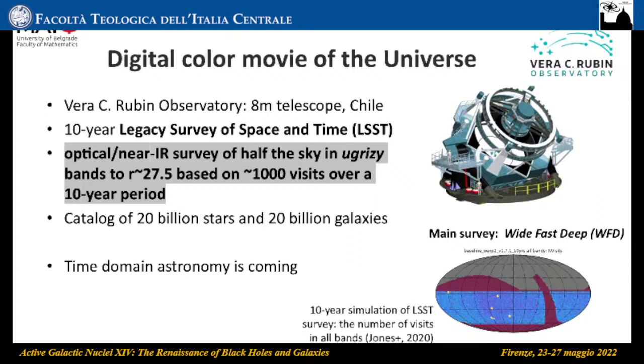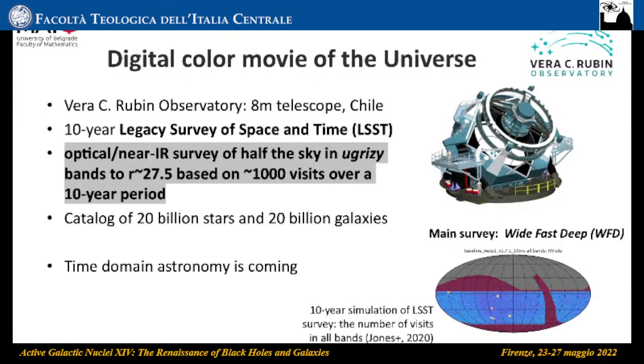In one word, the LSST is the optical near-infrared survey of half of the sky in these bands. It will reach up to around 27 magnitude in the r band over a 10-year period by co-adding images from around 1,000 visits. The main survey is the wide, fast, deep survey, and here you can see the operation simulation of the number of visits of different portions of the sky, and these yellow dots are the deep drilling fields, which will especially be focused on AGN science. It will produce billions of galaxies and stars, and most importantly, it's time domain astronomy in one word.